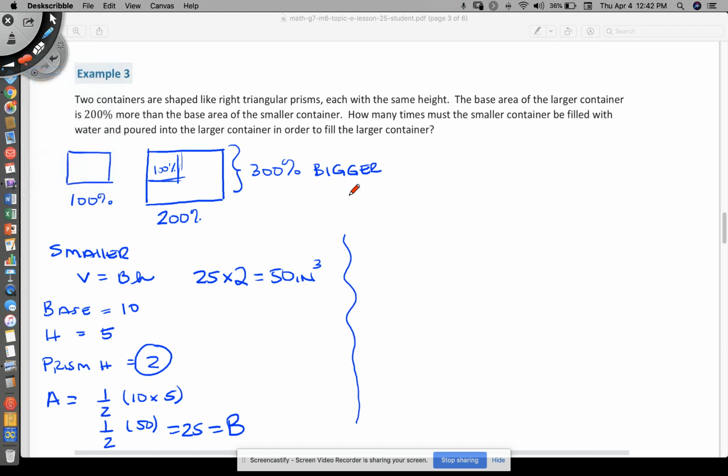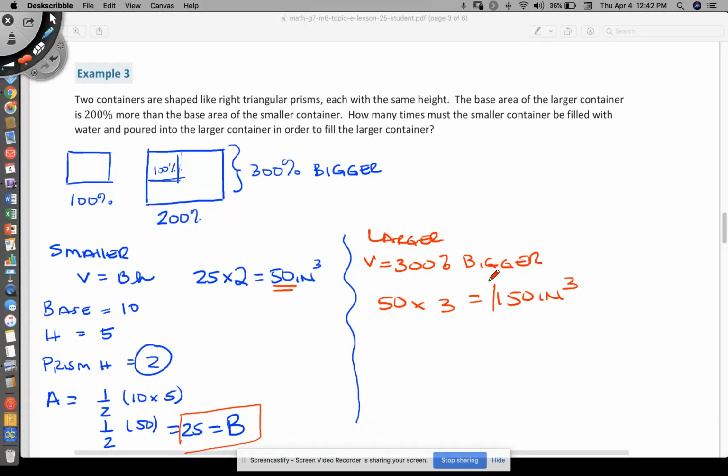Now let's look at how big is the larger one. And again, for my larger one, I'm just going to say my volume is 300% bigger. So instead of doing all this work again, I'm just going to take 50, my answer from the original, times it by 3 because of 300, and I get 150 inches cubed. All right, so my final answers here, we have 25 for the big B. We have 150 here. These are answers I do need.